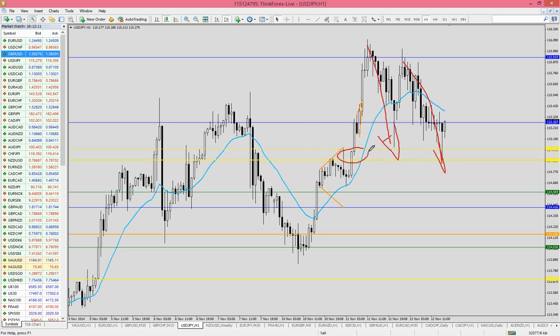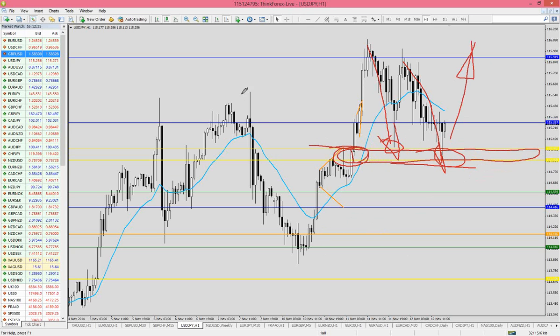I mentioned, as long as we are above 115, we do have a chance to march higher. That was the stop hunting only. Once we are going to close below that level, we've got the chance to drop towards this base around 114.20, right?